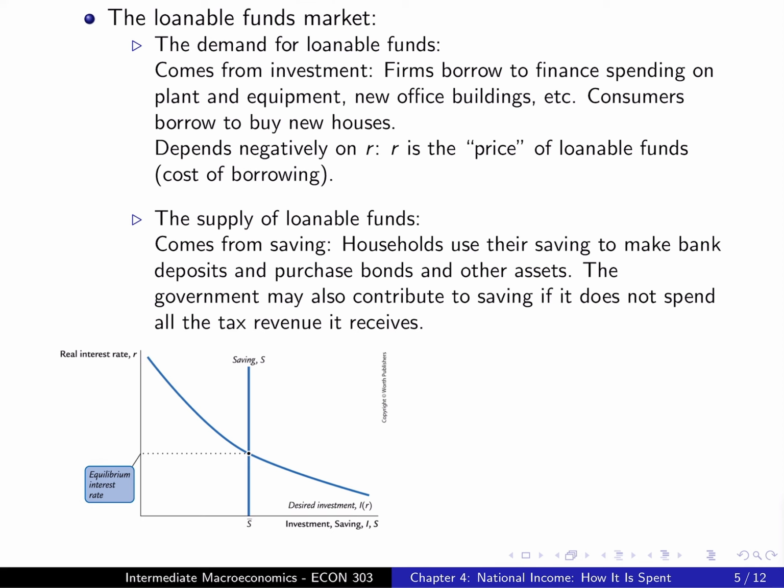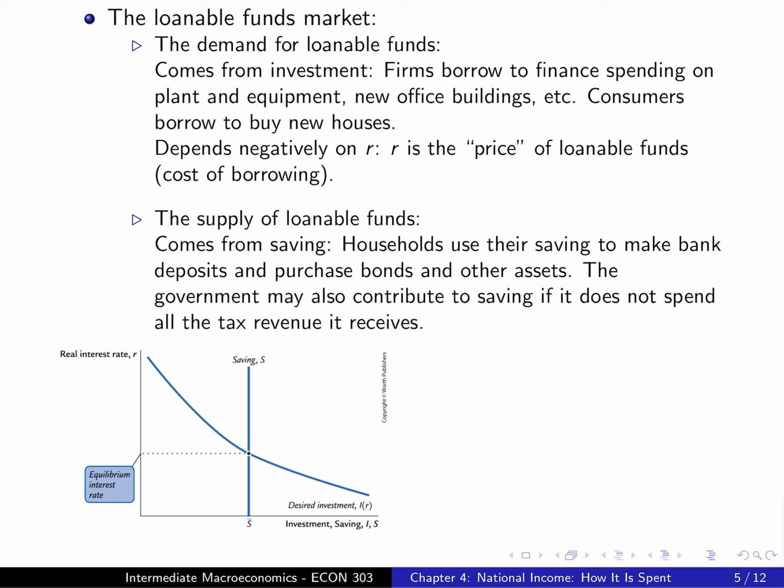Let's now examine the loan funds market, where saving is channeled into investment. The demand for loan funds comes primarily from investment. Firms borrow to finance capital spending such as equipment, buildings, and infrastructure. Consumers may also borrow, for instance, to purchase new homes. The key idea is that investment depends negatively on the real interest rate R because R represents the cost of borrowing. The supply of loan funds comes from saving.